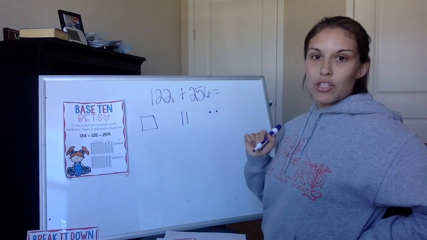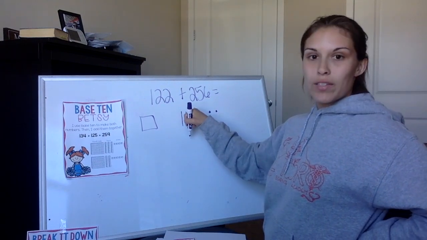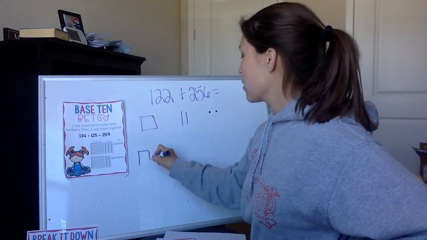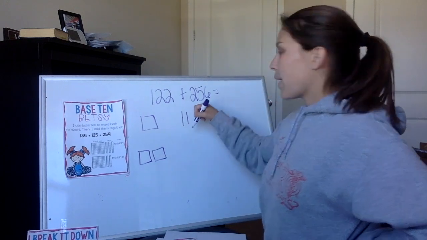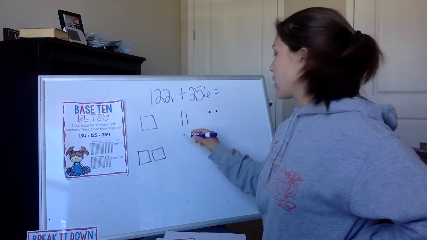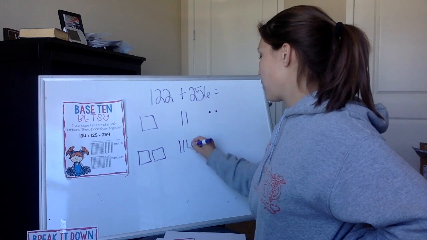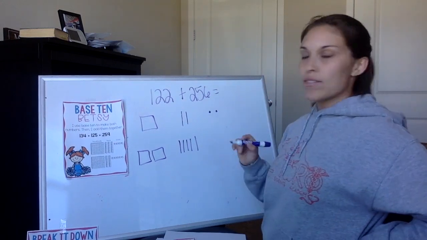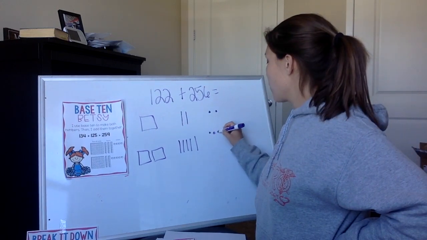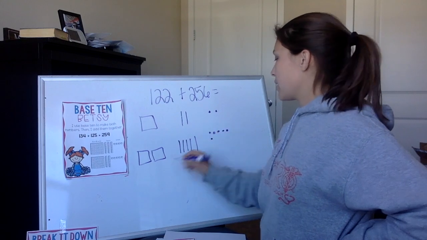All right, now I'm going to break down 256. In 256, there are 2 hundreds. We have 5 tens, or we know that equals 50. 1, 2, 3, 4, 5. And we have 6 ones. 1, 2, 3, 4, 5, 6.